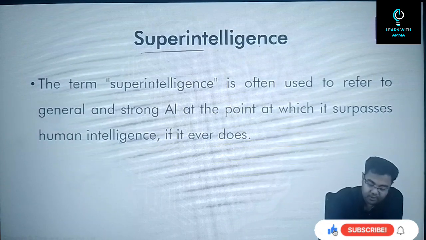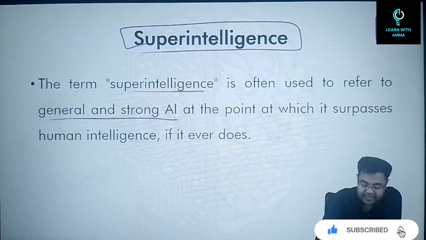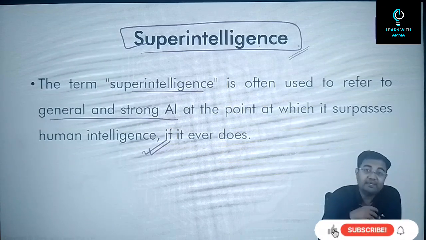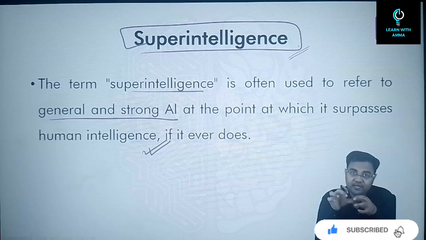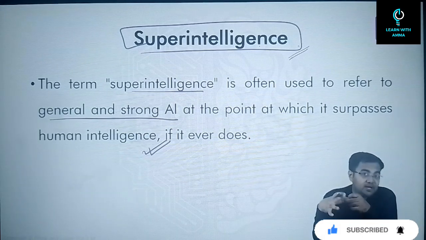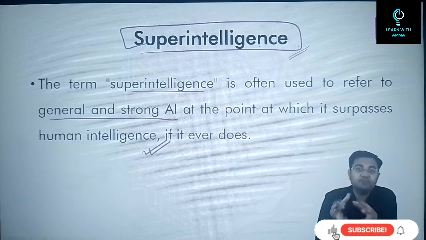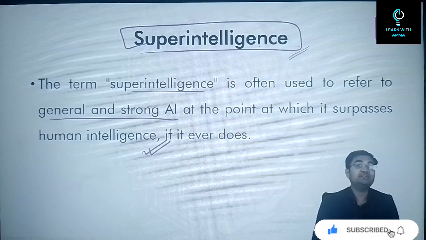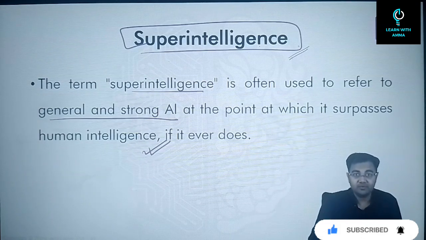Let's try to understand the meaning of super intelligence. Super intelligence is often used to refer to general and strong AI at the point at which it surpasses human intelligence, if it ever does. This is something that is a real threat: if it ever happens that strong AI is developed and general AI is developed and both are able to work simultaneously, then the combination of strong and general AI would become super intelligence. This is where the machine does not need you anymore. The machine does not need instructions from you. It does not need to understand from you how to recognize the patterns, how to behave in a certain situation.